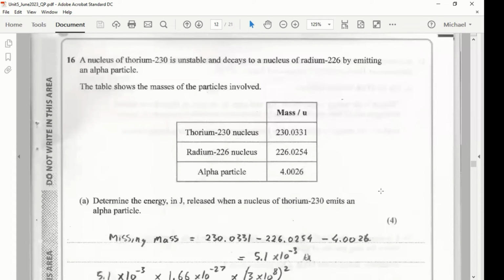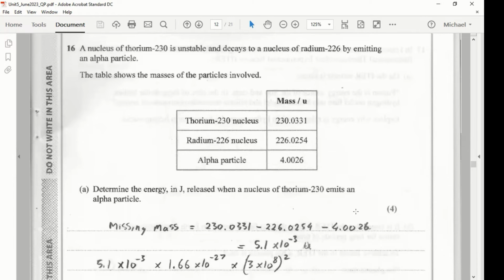Question 16. A nucleus of thorium-230 is unstable and decays to a nucleus of radium-226 by emitting an alpha particle. The table shows the masses of the particles involved. So you've been given the thorium nucleus, the radium nucleus, and an alpha particle, all in AMUs. Determine the energy in joules released when a nucleus of thorium-230 emits an alpha particle.